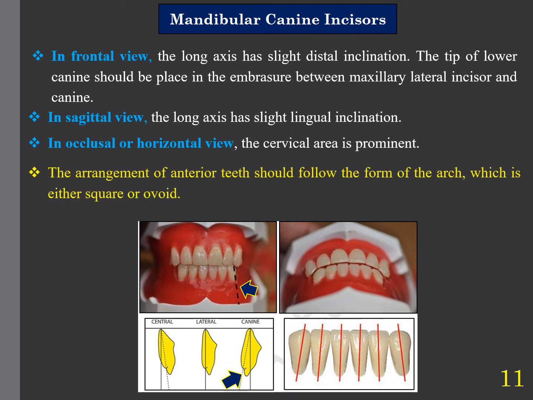The arrangement of anterior teeth should follow the form of the arch, which is either square or ovoid.